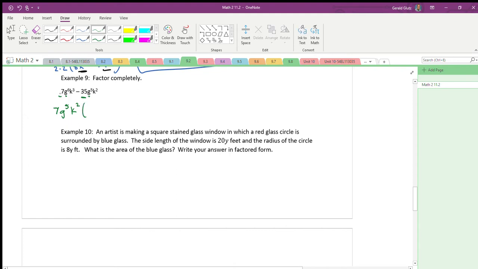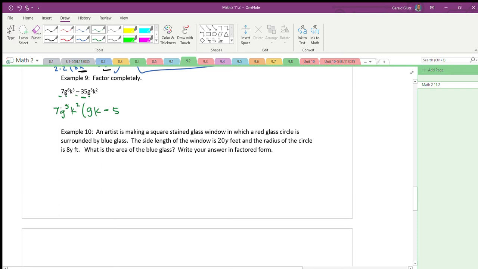So now I'm dividing each of these terms by 7g to the 5th k squared. So 7 divided by 7 is 1. G to the 6th divided by g to the 5th: I had 6 g's, took away 5, so now I have 1 g left, or g to the 1. Had 3 k's, or k to the third. Took out 2 of them, so now I just have k to the 1, or k. Then we have a minus sign. So negative 35 divided by 7 would be negative 5.